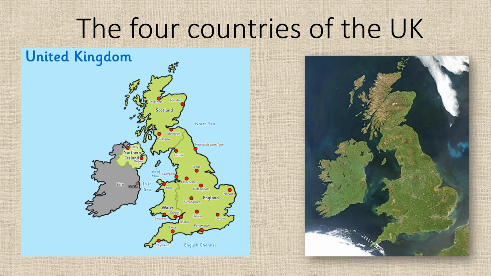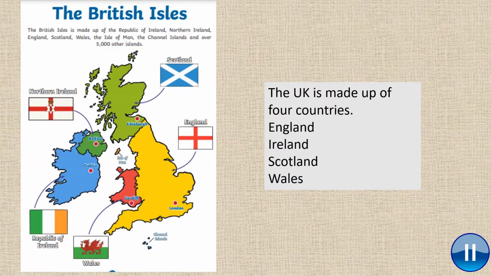Hi kids, it's Mrs. Wallace, and today as geographers we are going to look at the 4 countries of the United Kingdom. So the UK is made up of 4 countries: England, Ireland, Scotland and Wales.